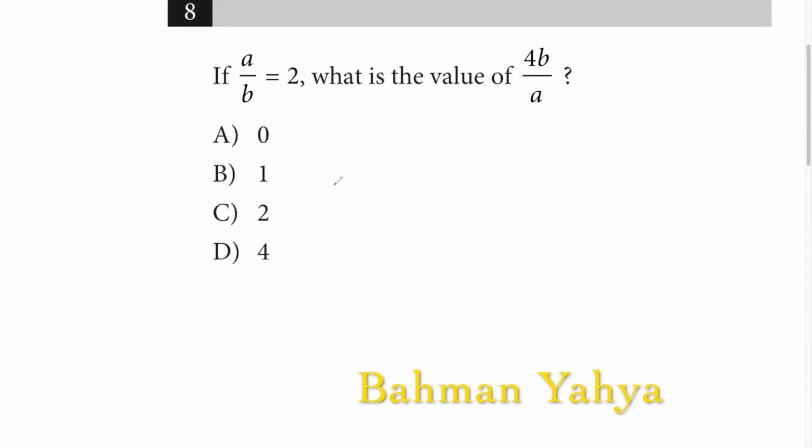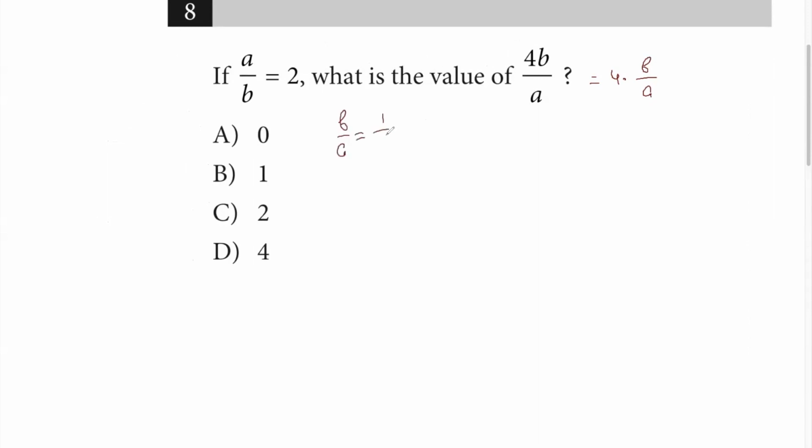Question number 8. A over B is 2? The question is for 4 times B over A. Look, if A over B is 2, then B over A is 1 over 2. So we just need to substitute it here. 4 times 1 over 2, which is 2. The answer is going to be C.